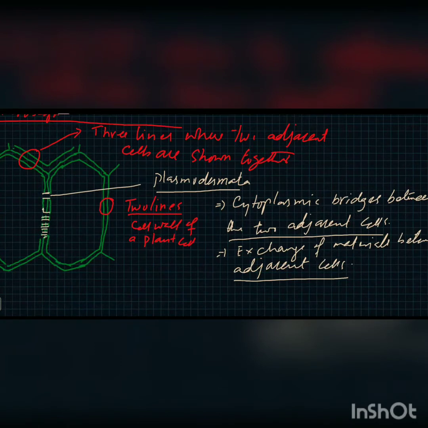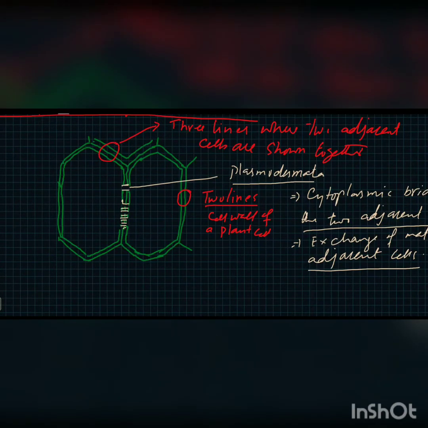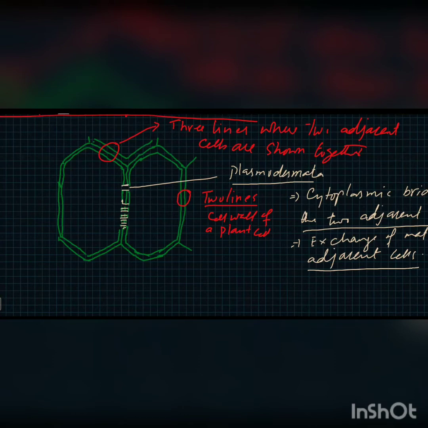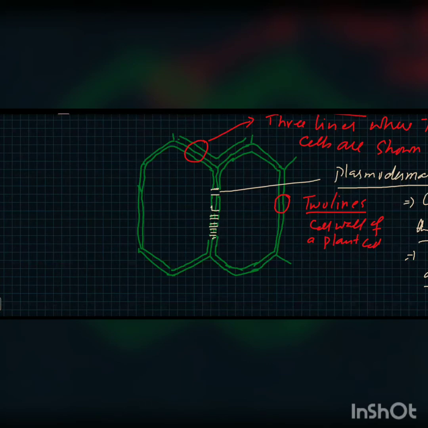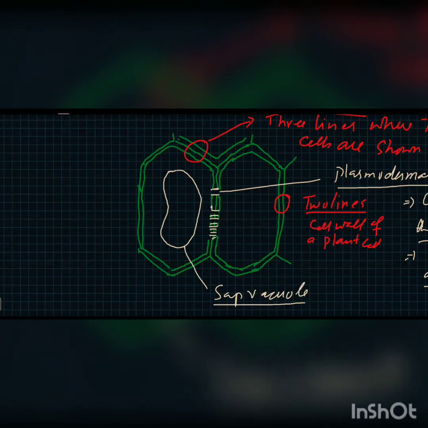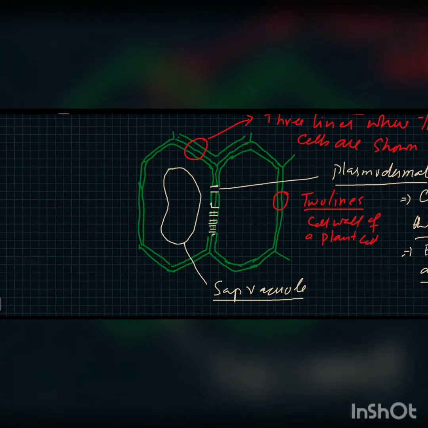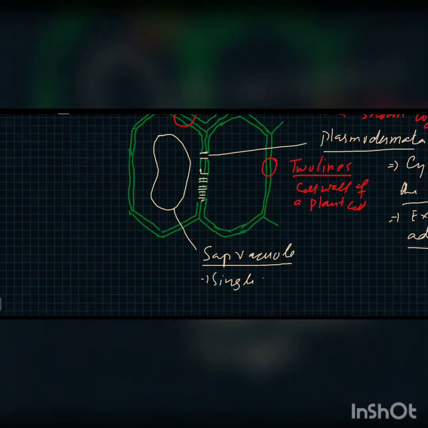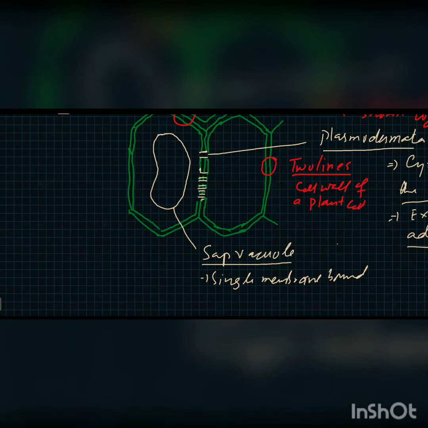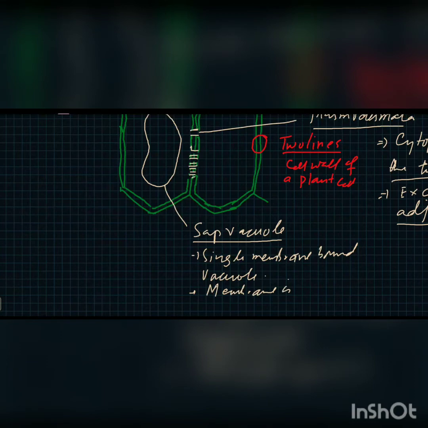But as the cell membrane is not seen under a light microscope, even at high power, neither is the cell membrane drawn nor is it labeled here. Okay. Then you have a large sap vacuole. This is the sap vacuole. It is a single membrane round vacuole, and the membrane is known as the tonoplast. We call this the tonoplast.